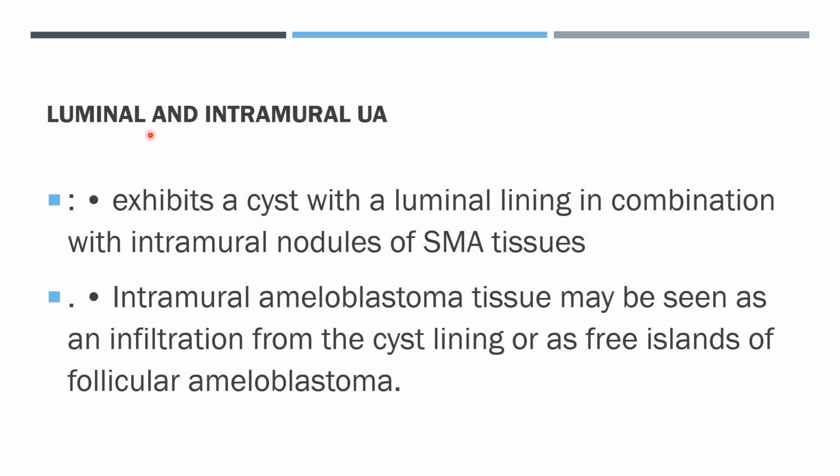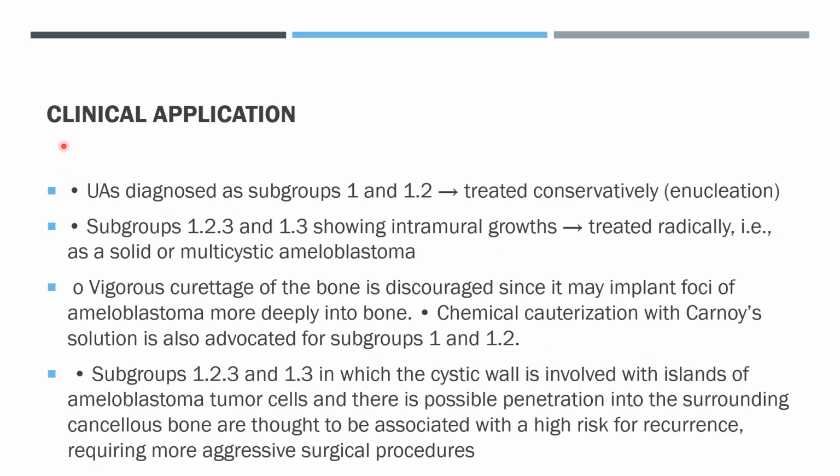So coming to the luminal and intramural unicystic ameloblastoma, it exhibits a cyst with a luminal lining in combination with intramural nodules of the ameloblastoma tissues. Intramural ameloblastoma tissues may be seen as an infiltration from the cyst lining or as free islands of follicular ameloblastoma. Coming to the clinical application, unicystic ameloblastomas diagnosed as subgroups 1 and 1,2 are treated conservatively, that is enucleation.